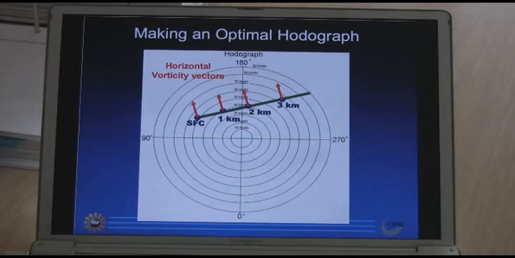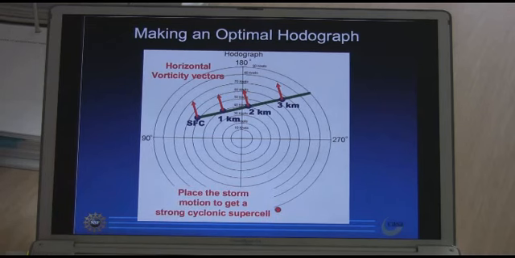Okay? So one way we can make an optimal hodograph, so to speak, is, actually it's not making an optimal hodograph, it's optimizing the ability of a storm to become a supercell. We do that by looking at different possible storm motions.